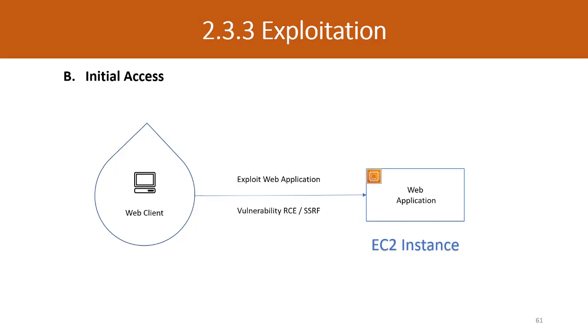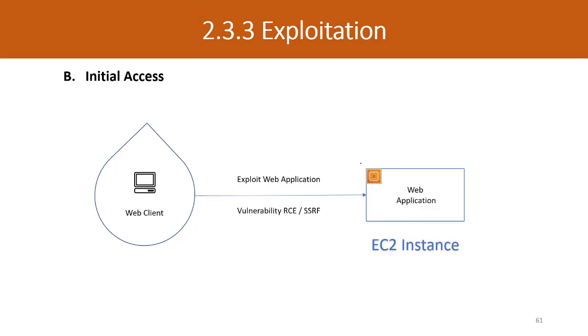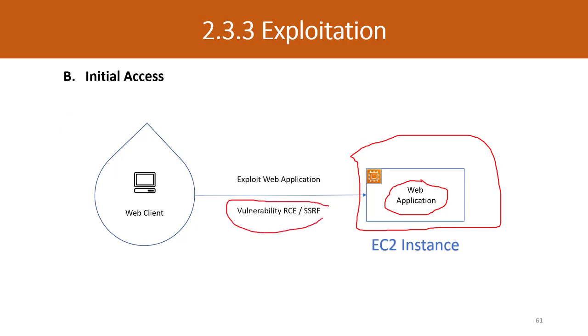In this module, we will discuss the case where there is one EC2 instance. You can see in this diagram there is one EC2 instance hosting a web application. When a web application is running on an EC2 instance, and an attacker using a web client or proxy tools finds an RCE or SSRF vulnerability there, they can exploit this vulnerability to get initial access. We'll demonstrate here how they get the initial access.